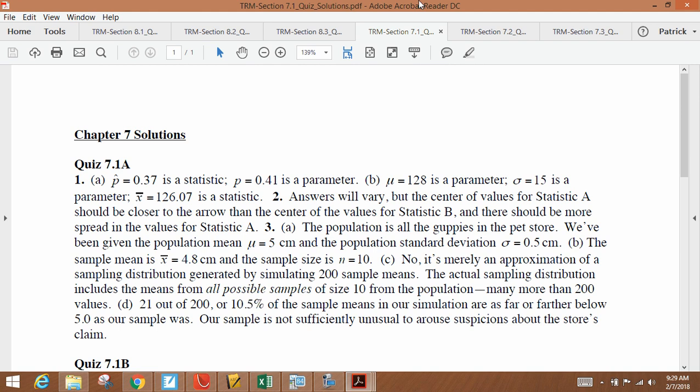Yeah, she's saying that she calculated this to be point... I didn't get that.